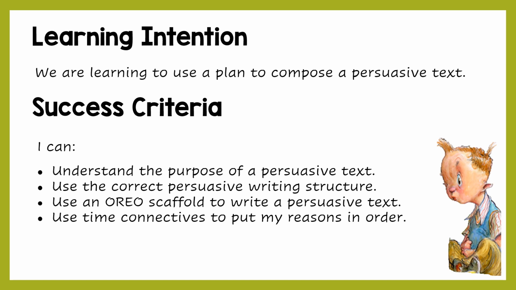Our learning intention: we are learning to plan and compose a persuasive text. Our success criteria: I can understand the purpose of a persuasive text. I can use the correct persuasive writing structure. I can use an Oreo scaffold to write a persuasive text. I can use time connectives to put my reasons in order.